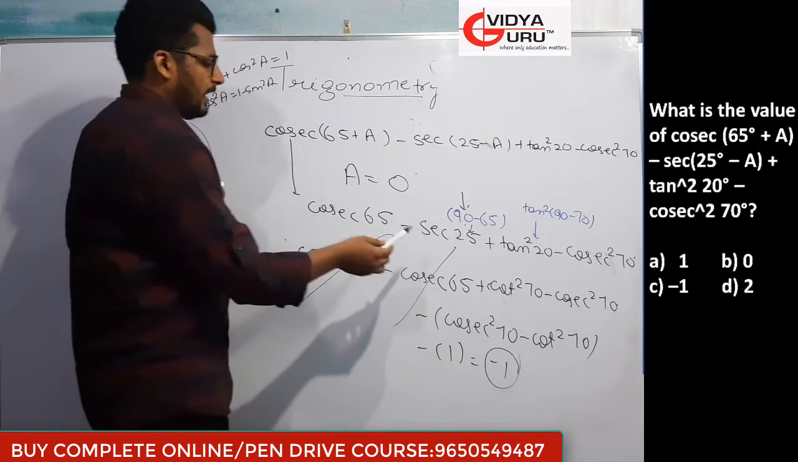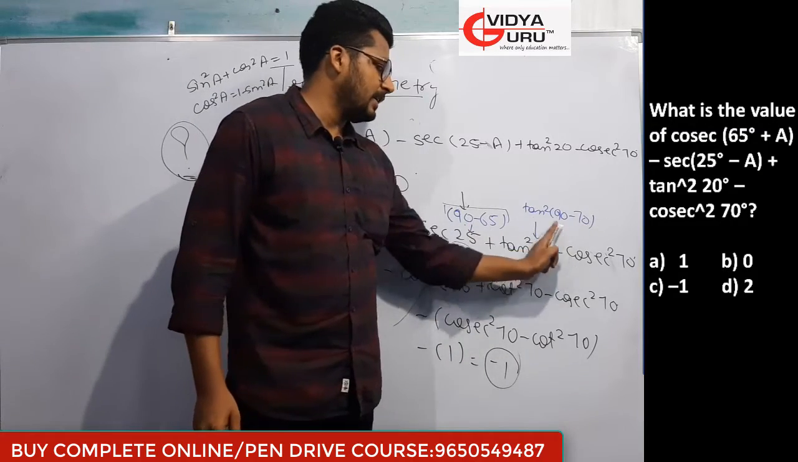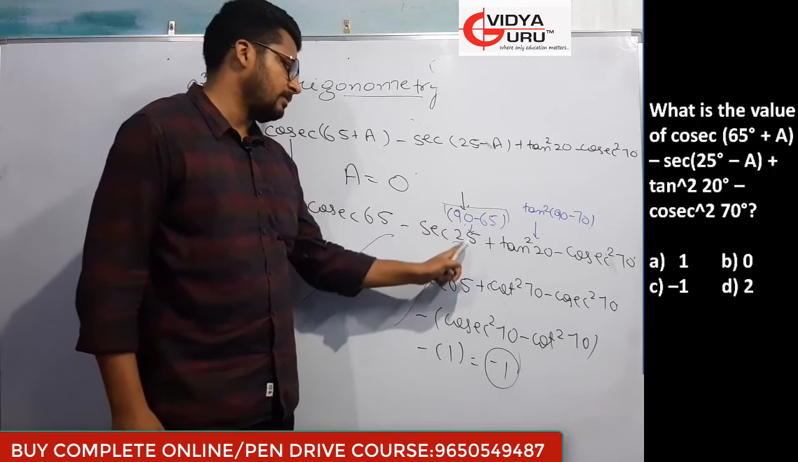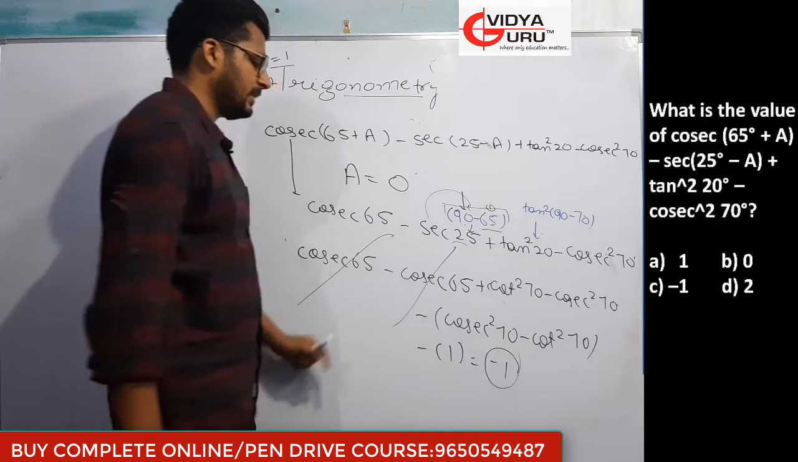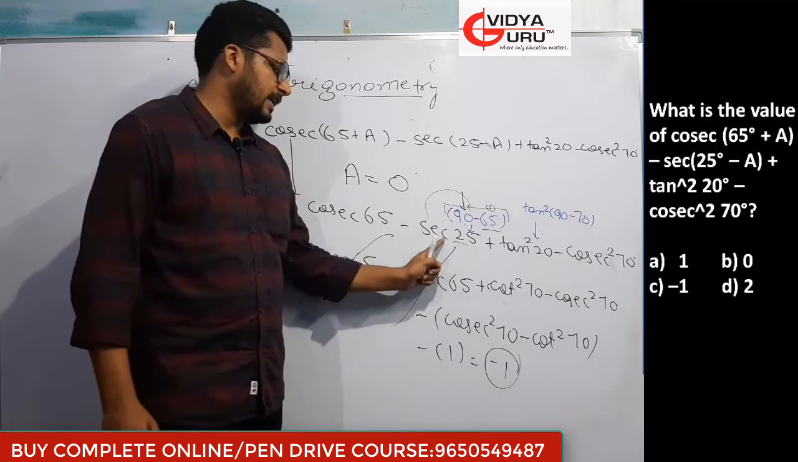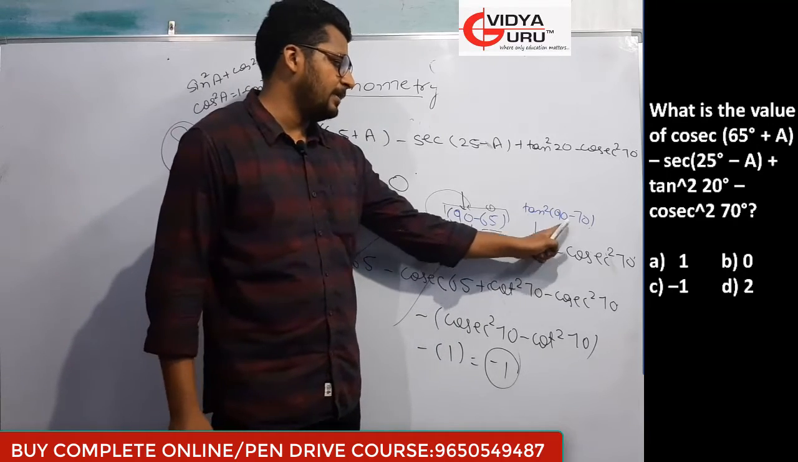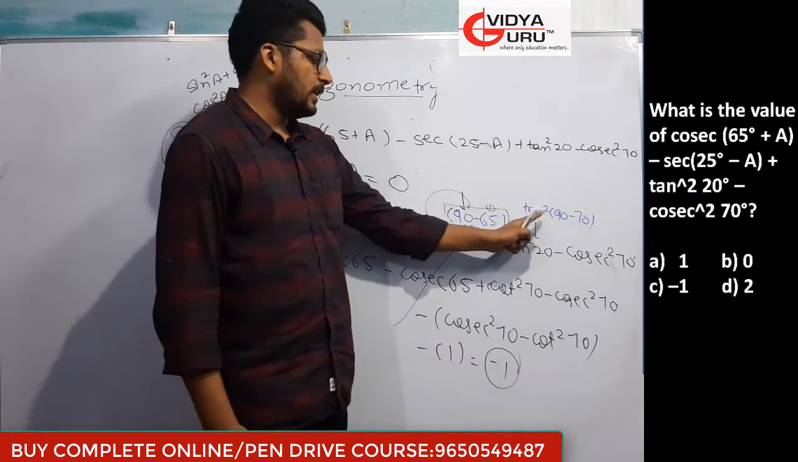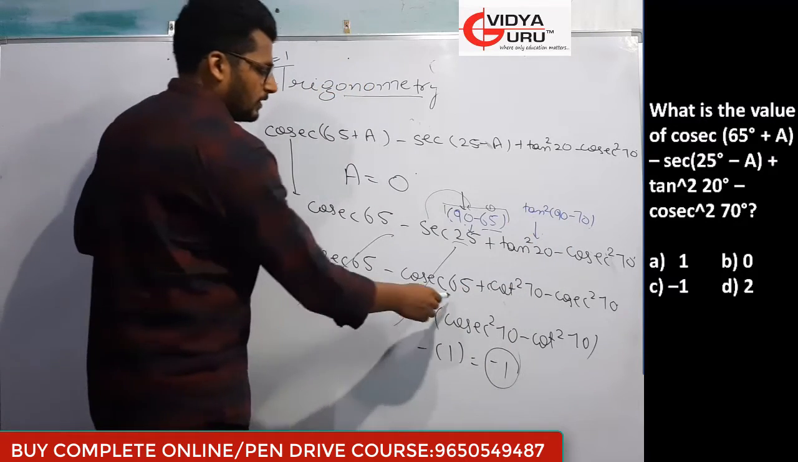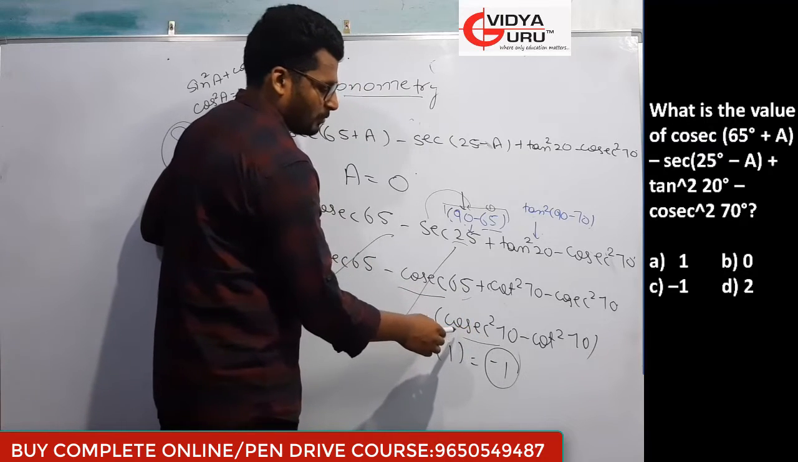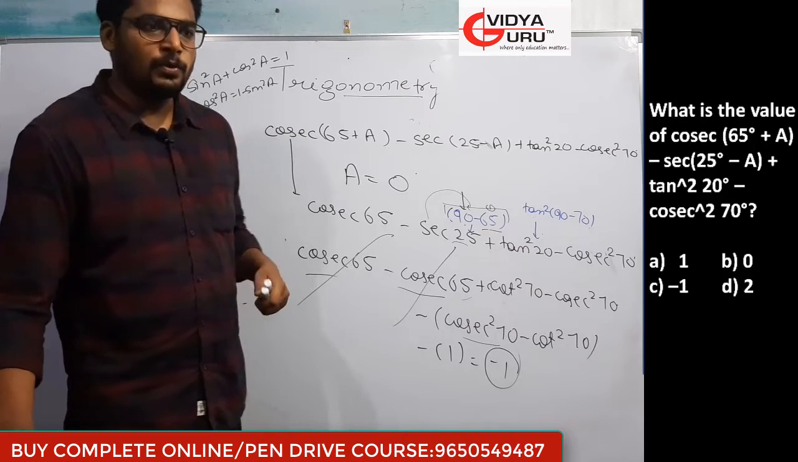What I have done, I have written it as 90 minus 65, and I have written it as 90 minus 70. 90 minus 70 will be 20, and 90 minus 65 will be 25. Sec 90 minus theta is cosec theta, so sec will change into cosec, and it will be cosec 65. Same way tan 90 minus theta is cot theta, so tan square 90 minus 70 will become cot square 70. This is cancelled out. If I take minus common, this will form cosec square theta minus cot square theta. Minus 1 will be the answer. So coming on to our next question.